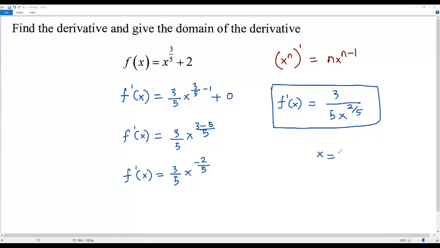So when x is equal to 0, the denominator over here becomes 0, then f prime of x becomes undefined. So we have to exclude x equal to 0 from the domain because it makes the first derivative f prime of x undefined. It cannot be included, it has to be excluded from the domain. So the domain of f prime of x is equal to all real numbers except 0. Except 0, we can consider all real numbers as the domain.